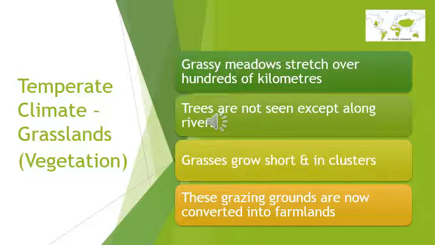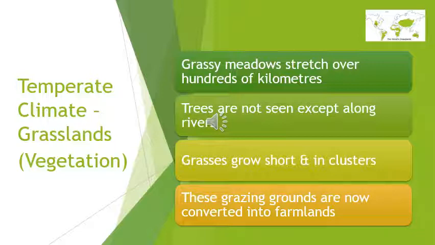Vegetation. Prairies stretch over hundreds of kilometers. Trees are not seen except along the rivers. The grasses grow quickly in spring and change to hay in autumn. The trees found in these regions are pine, fir, spruce. These trees are large and cone shaped, with a straight trunk and small branches.